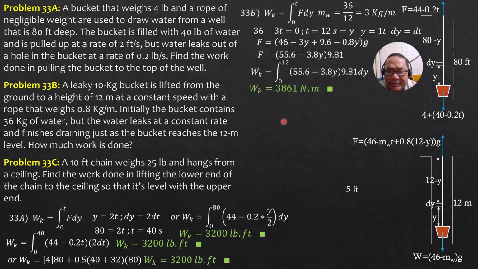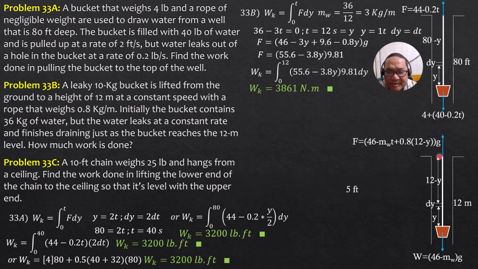So we have the weight of the bucket, which is constant, 10 times 9.81 times 12, plus the average mass of water, which is equal to (36 + 0)/2, so 18. The 0 is because the bucket contains no water as it reaches the top. So initially its mass is 36 kilograms. As it reaches the top, 0.